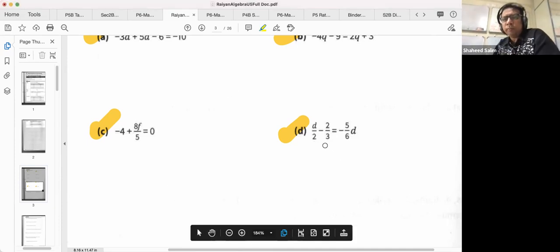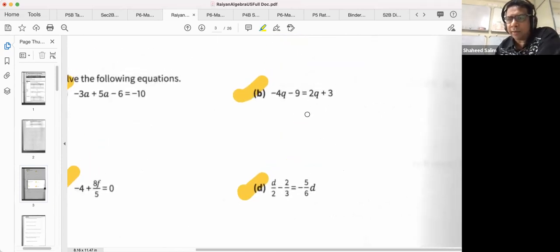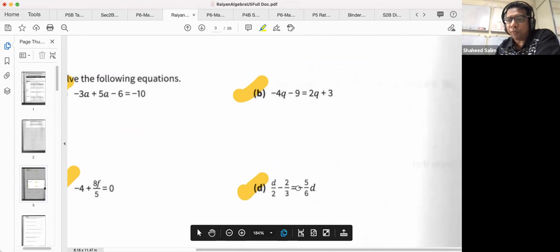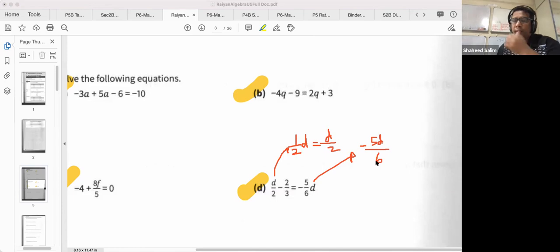For this one now, like for B, you bring the Q to one side, right? Either you bring all Q there, or all Q here, up to you. Same thing now for this one. These two are the same. This is the same as half D, but they write D over 2. It's the same thing. Now this one down here, Ryan, is also the same as minus 5D over 2. You can also write it this way. There are two ways of writing this.